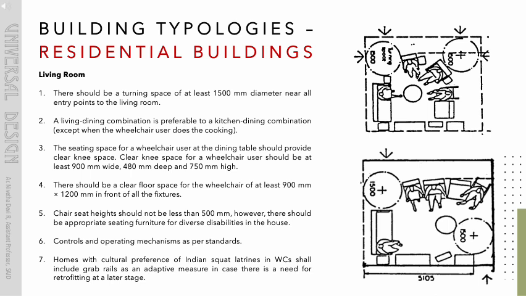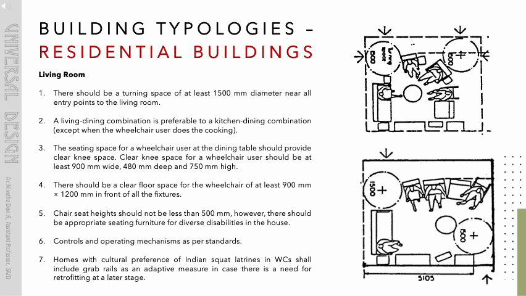Clear knee space for a wheelchair user should be at least 900 mm wide, 480 mm deep and 750 mm high. There should be a clear floor space for the wheelchair of at least 900 mm x 1200 mm in front of all the fixtures. Chair seat heights should not be less than 500 mm. However, there should be appropriate seating furniture for diverse disabilities in the house. Controls and operating mechanisms as per standards.